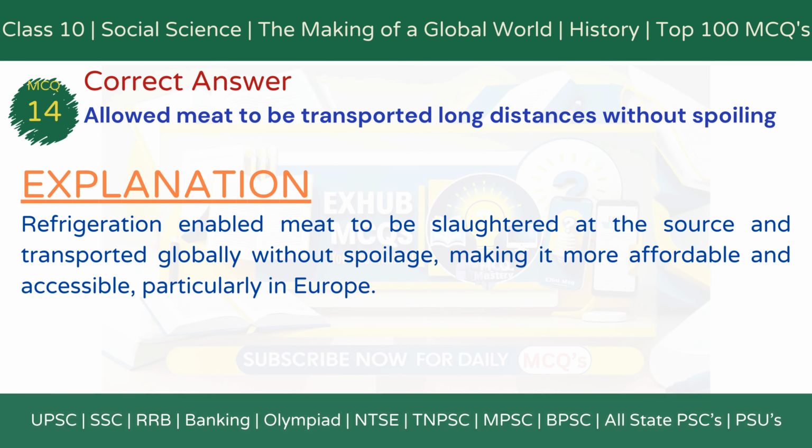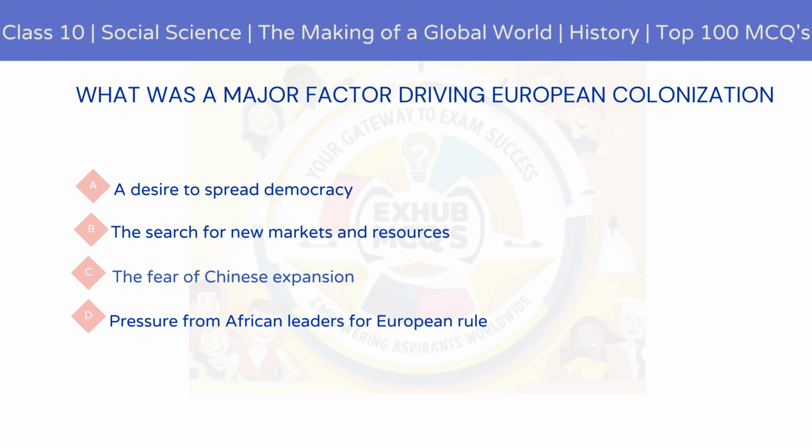The correct answer is option A, allowed meat to be transported long distances without spoiling. Explanation: refrigeration enabled meat to be slaughtered at the source and transported globally without spoilage, making it more affordable and accessible, particularly in Europe.